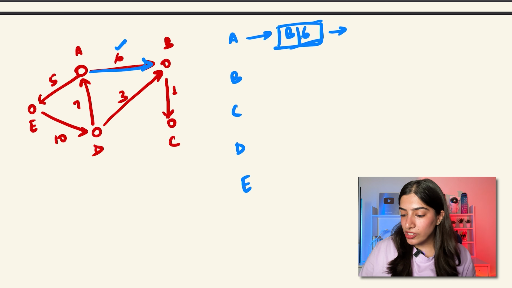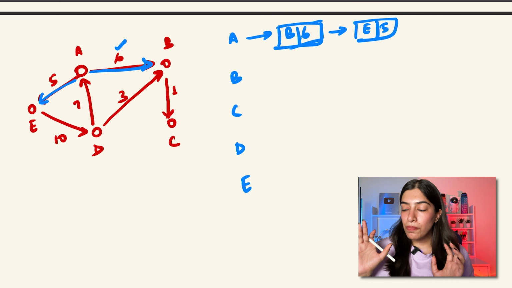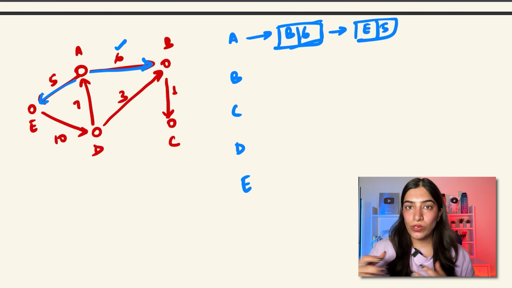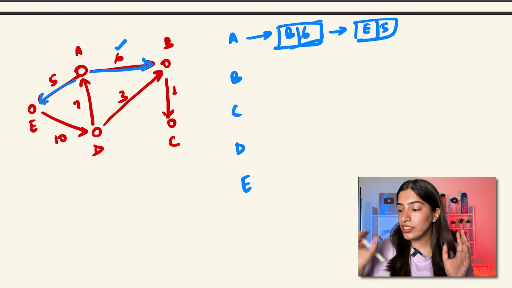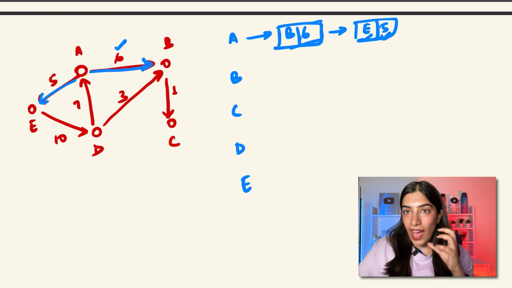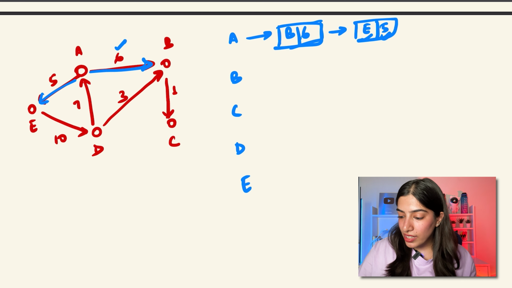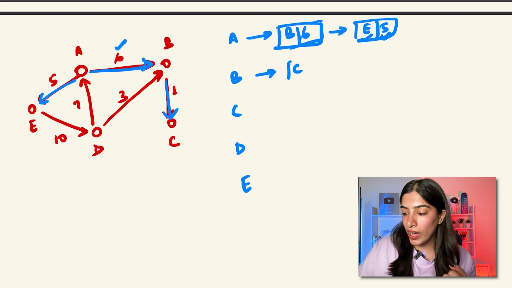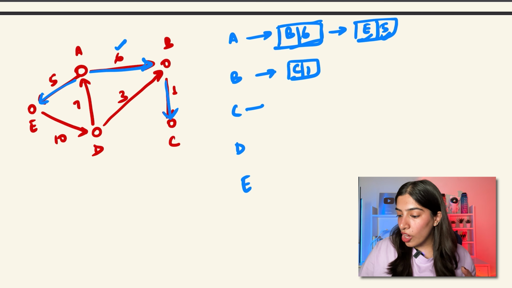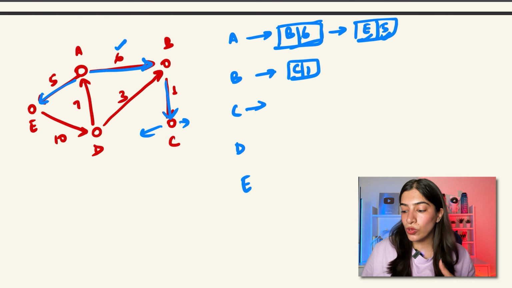Similarly, for the rest of it, A is connected to E and the weight is 5, so E and 5. Please note that so far I have been calling my nodes A, B, C, D, E. You could also call them 1, 2, 3, basically anything. So whatever is the node called and what is the weight of the edge of the connection. Similarly, B is connected to C and the weight of the edge is 1, so C and 1. Now, is C connected to anything? No, there is no outgoing edge from C, so this is going to be empty.